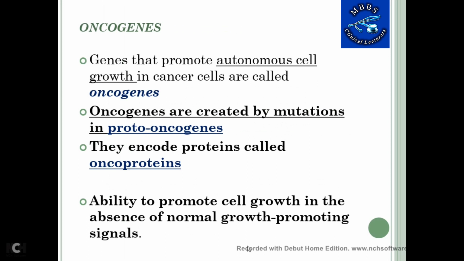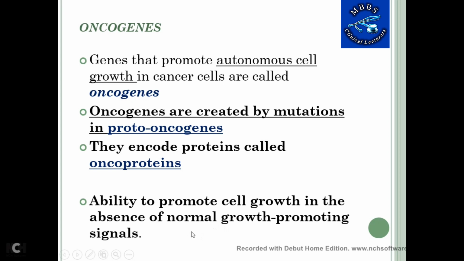Now, self-sufficiency in growth signals, or oncogenes. Oncogenes are the genes that promote autonomous cell growth in cancer cells. These are known as oncogenes. They are self-sufficient in growth. They do not need any growth signal. And this is all done by oncogenes. The oncogenes are created by mutations in proto-oncogenes. They encode proteins which are known as oncoproteins. So oncoproteins are the result of these genes, and they are created by mutations. They have the ability to promote cell growth in the absence of normal growth promoting signals.